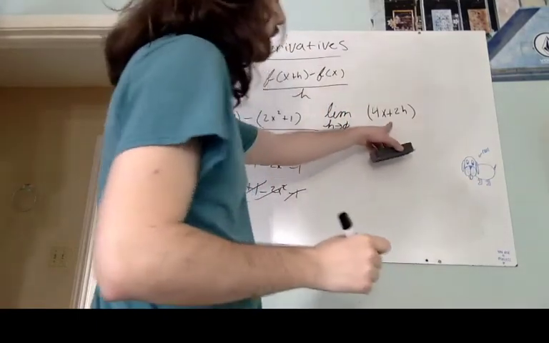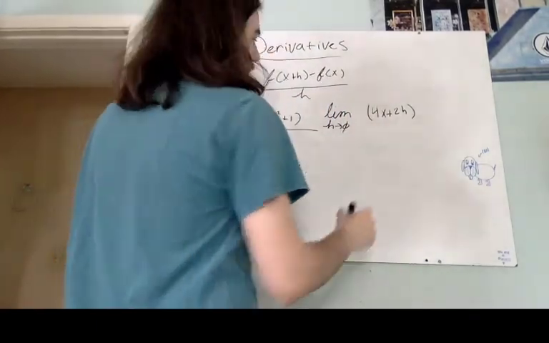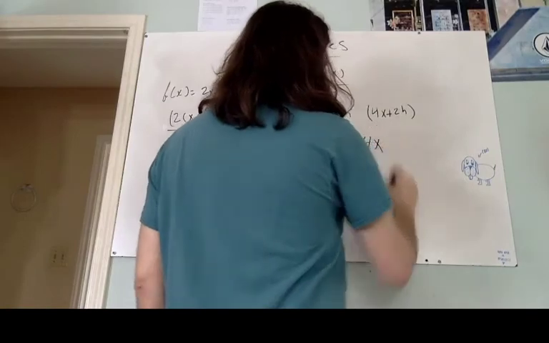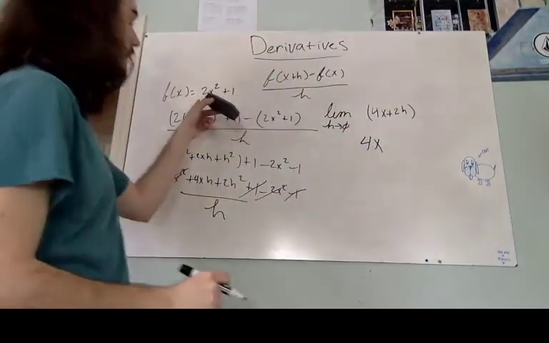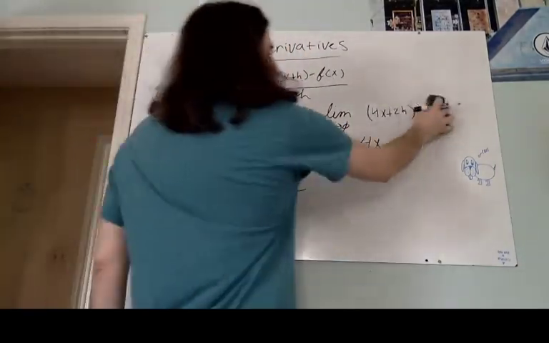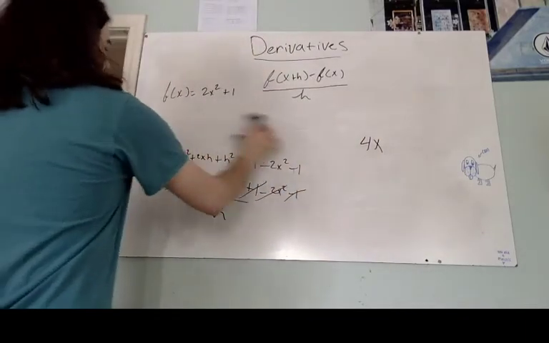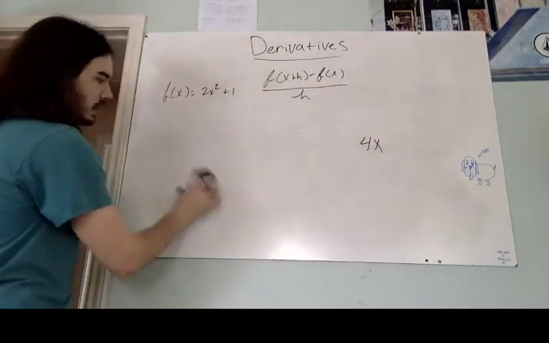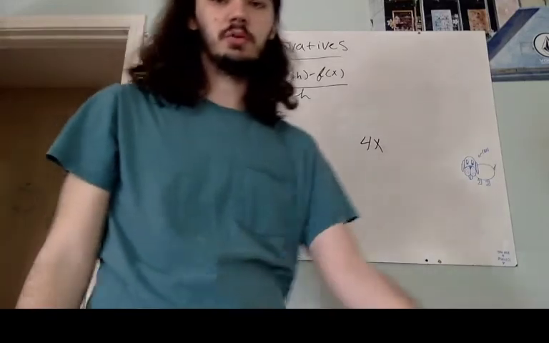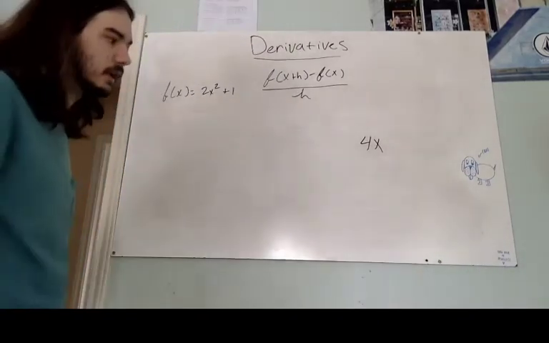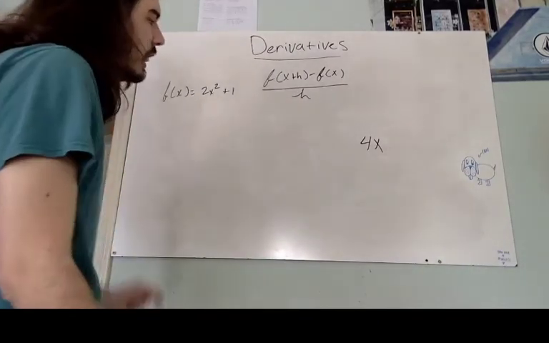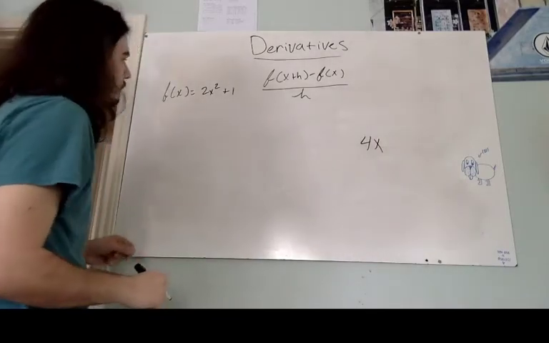So what's going to happen? You're just going to be left with 4x, right? So that is the slope of this function at any given time. What can we do with that? There's a lot of things we can do with that, but this is probably the quickest and most helpful application of this concept. So let's consider this graph.